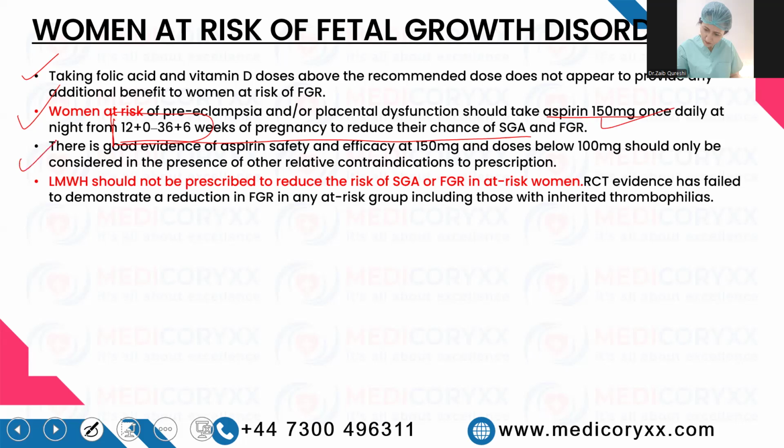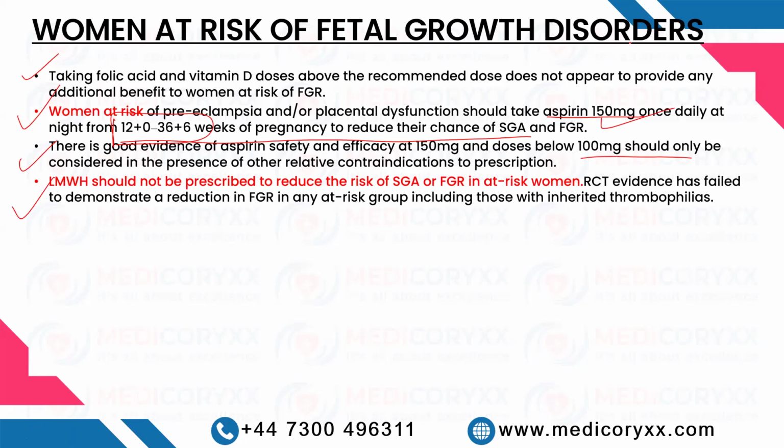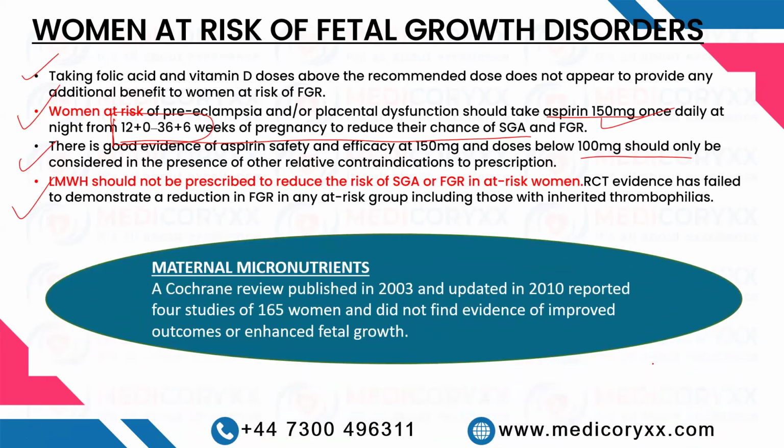There is good evidence of aspirin safety and efficacy at 150 milligrams, and doses below 100 milligrams should be given to hepatic and renal patients. Low molecular weight heparin should not be prescribed to reduce the risk of SGA or FGR in at-risk women. Okay, so what are the strategies again? Maternal micronutrients, for example magnesium, selenium, and so on.